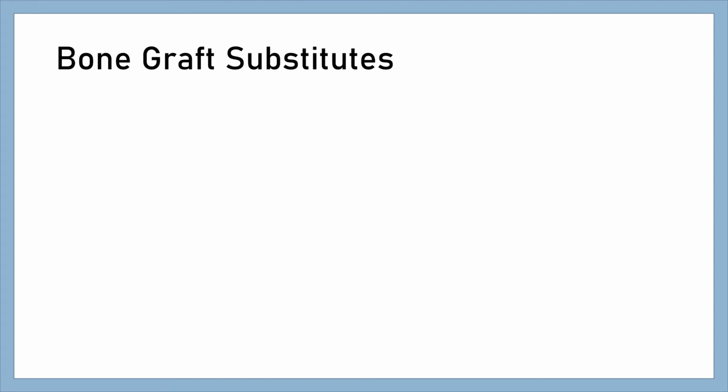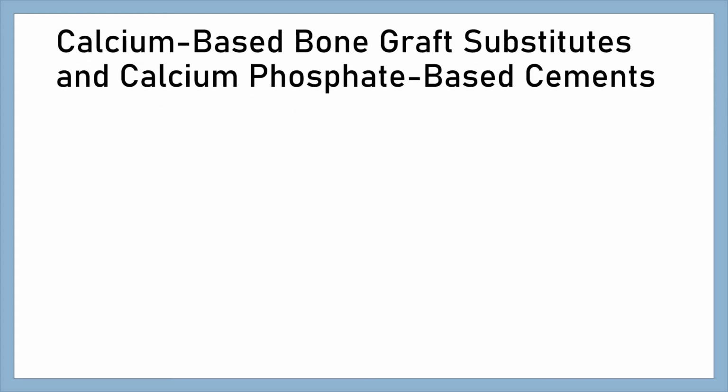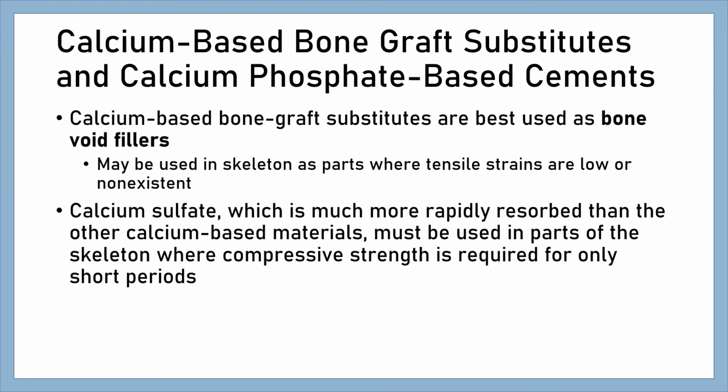These are the bone graft substitutes. First, calcium phosphate ceramics: hydroxyapatite, tricalcium phosphate, calcium phosphate cement, and calcium sulfate. Calcium-based bone graft substitutes and calcium phosphate-based cements are best used as bone void fillers, and may be used in parts of the skeleton where tensile strengths are low or non-existent. Calcium sulfate, which is much more rapidly resorbed than the other calcium-based materials, must be used in parts of the skeleton where compressive strain is required for only short periods.